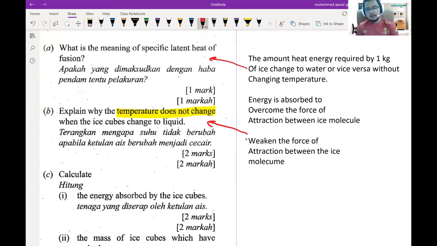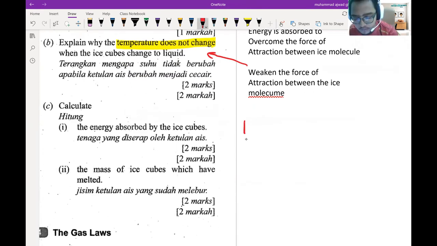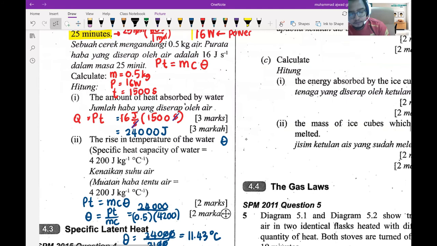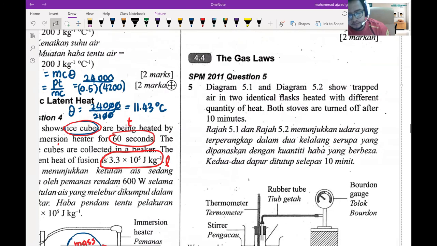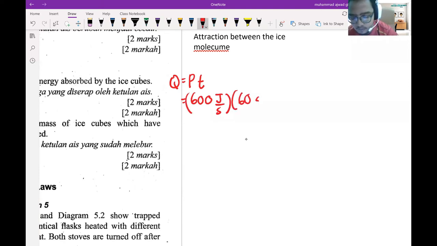Okay. And then calculate the energy absorbed by the ice. So for energy absorbed by the ice, you use the formula PT. Heat or energy is PT because it absorbs from the heater. The heater was given as 600 watt for 60 seconds. Watt is joule per second. 60 seconds.